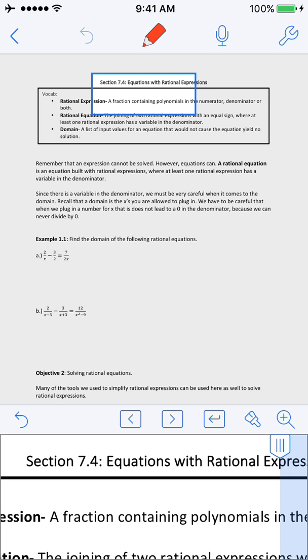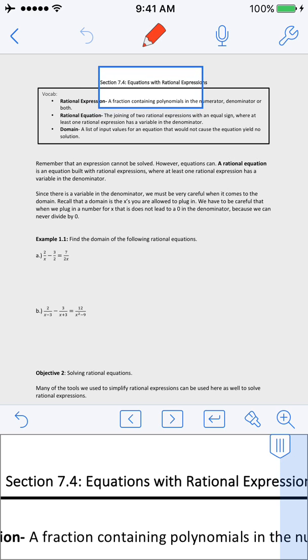All right, 7.4, equations with rational expressions. As you've noticed, most of our chapters start off with expressions, right? The things that don't have equal signs, and we learn how to reduce them. And then we jump into the equations. We did that last time with factoring polynomials.